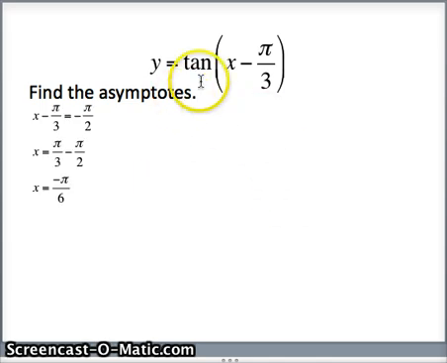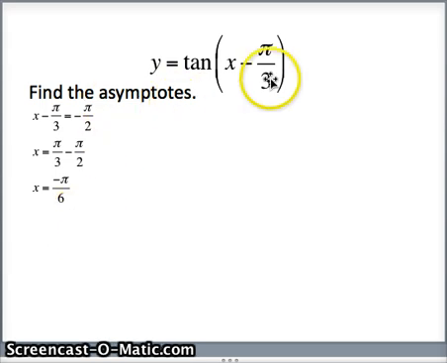So we know that one of the asymptotes for tangent is negative pi over 2. So I'm going to set x minus pi over 3 equal to negative pi over 2. Adding pi over 3 to both sides, what do we get? 2 pi minus 3 pi, that's negative 1 pi over 6. x equals negative pi over 6 is my first asymptote that we can graph.